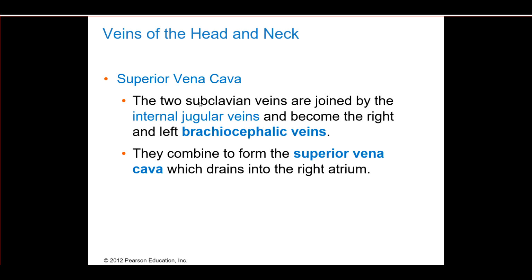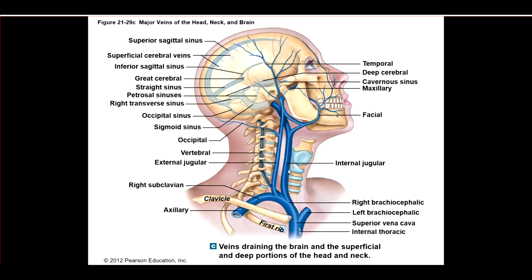So once these two subclavian veins meet an internal jugular vein, they are now going to form the brachiocephalic vein. Right, we're going to see there's one brachiocephalic vein on the left, and then there's another brachiocephalic vein on the right. These two brachiocephalic veins are then going to combine to form this big vein that enters the right atrium, known as the superior vena cava. All right, so it sounds confusing, but watch this.